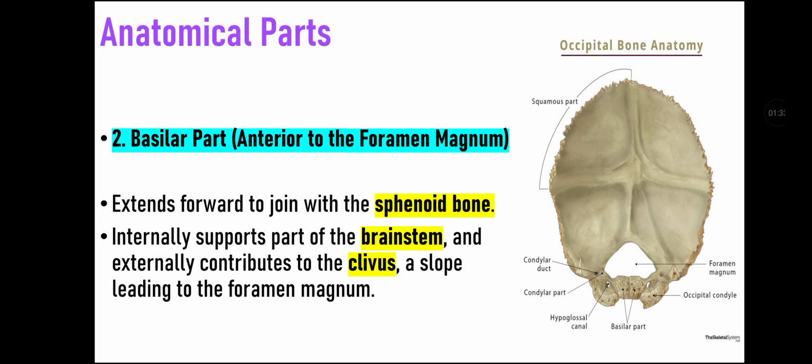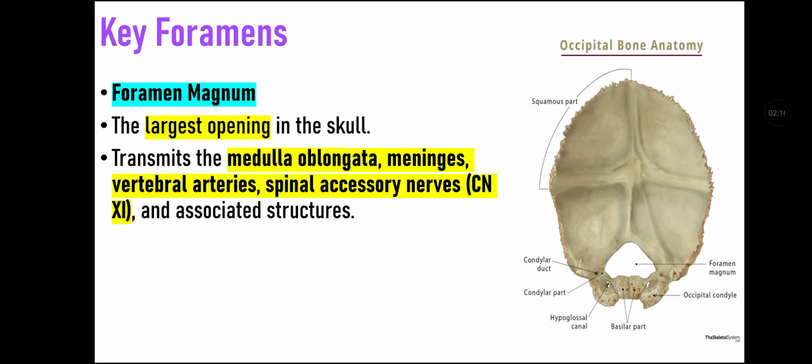Now let's talk about key foramens that are present in the occipital bone. First is foramen magnum. That is the largest opening in the skull. It transmits the medulla oblongata, meninges, vertebral arteries, spinal accessory nerve, and associated structures. Next opening is hypoglossal canal, that is located near each occipital condyle, as you can see here in the diagram. It allows passage of the hypoglossal nerve, that is cranial nerve number 12, which controls tongue movement.